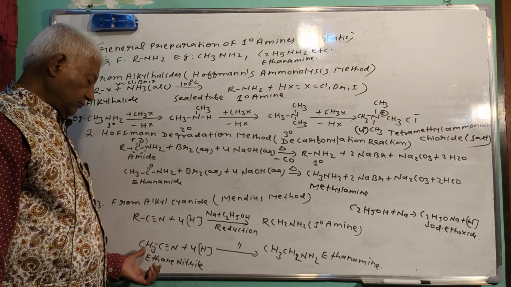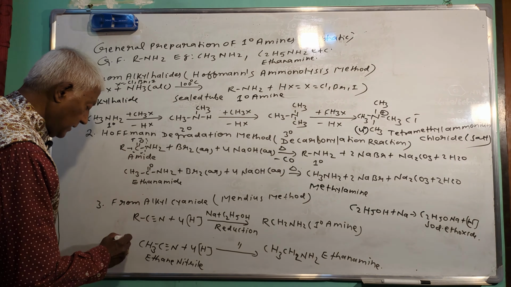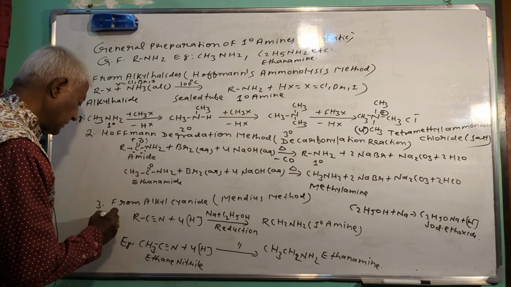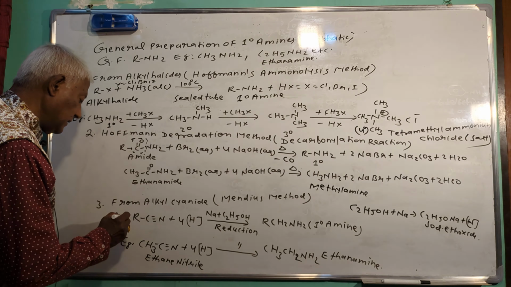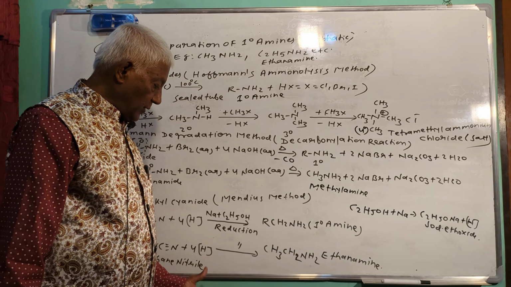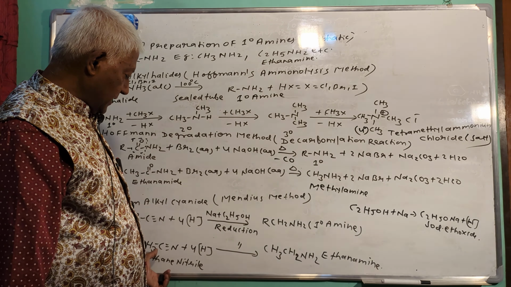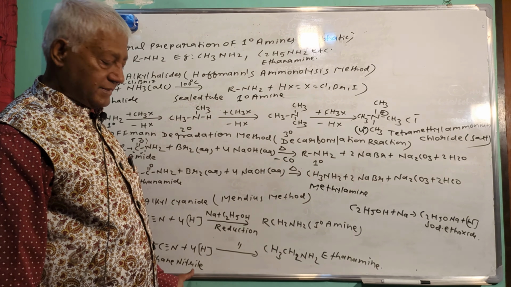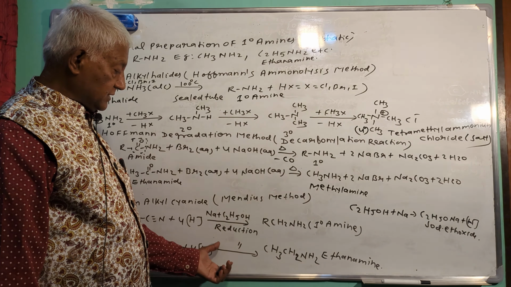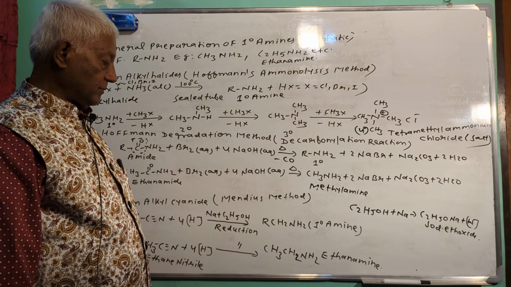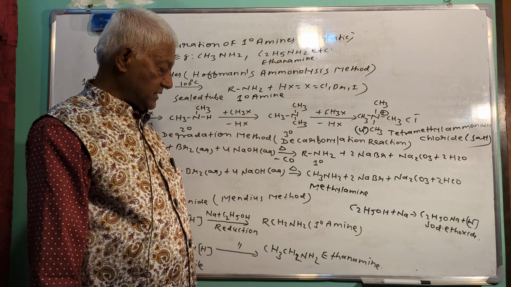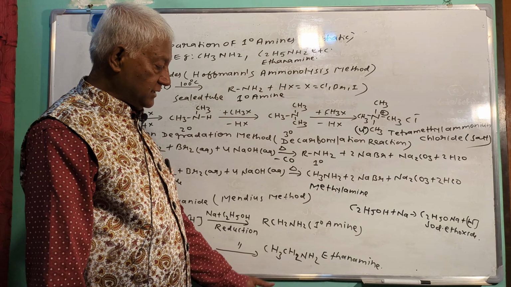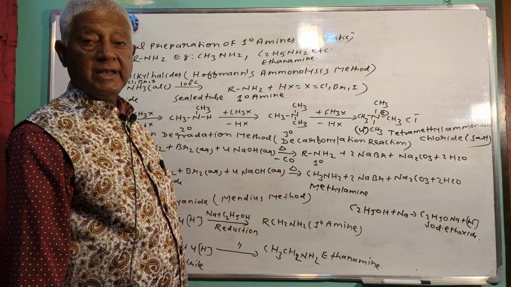Now one example of this general reaction. We take ethane with 2 carbons, and the cyanide is a nitrile. After reduction with sodium and ethyl alcohol, we get CH3CH2NH2, that is ethanamine.